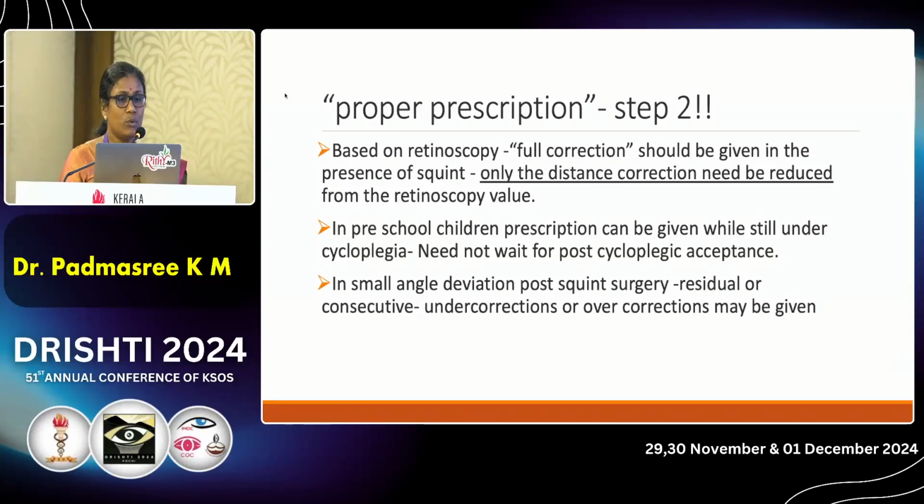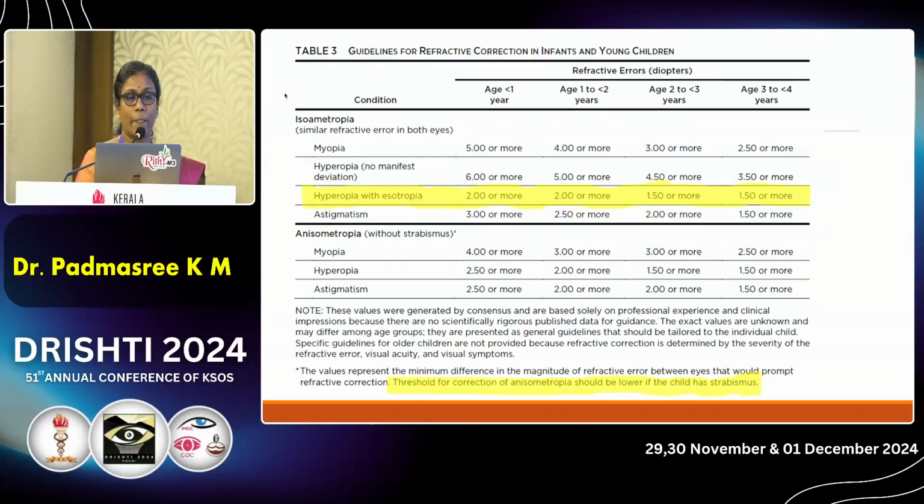So our step 2 is a proper prescription. Based on the retinoscopy, you have to fully correct the refractive error in presence of squint. That means only the distance correction need be reduced from the retinoscopy value. And you can prescribe for preschool children without waiting for post-cycloplegic acceptance. Children in their emmetropization phase will have a lot of refractive errors revealed during the retinoscopy, but you need not prescribe all. We can go according to the guidelines given by the American Academy of Ophthalmology.